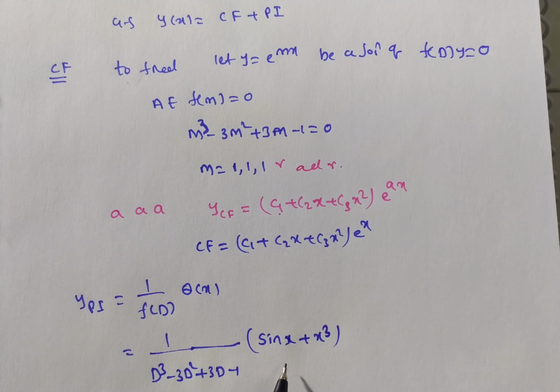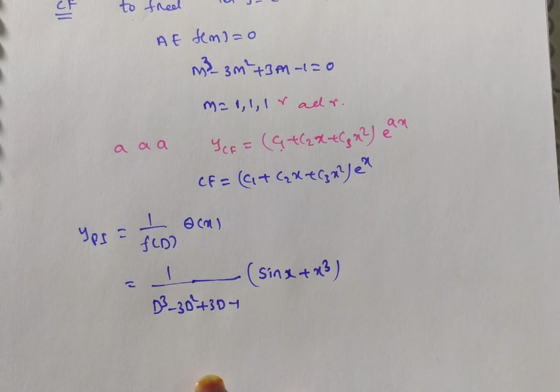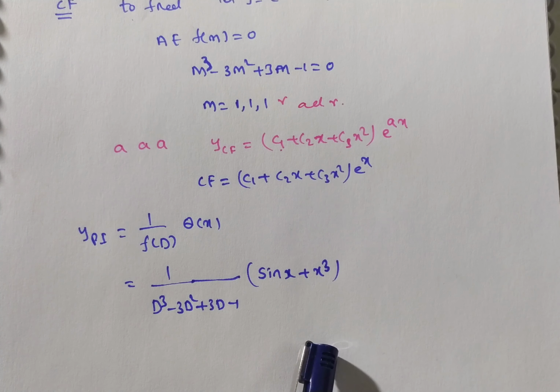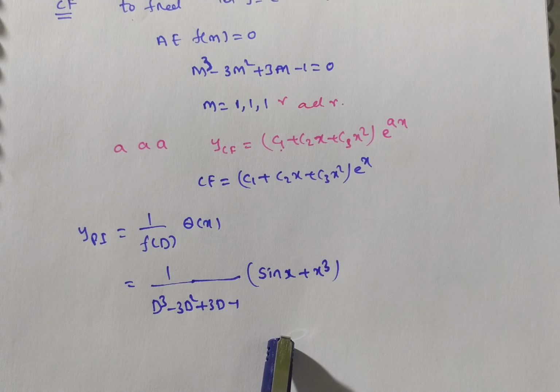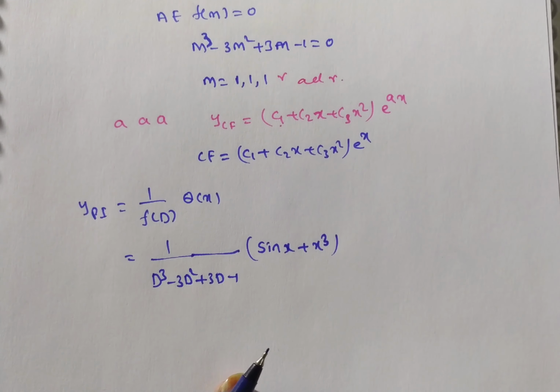You observe this is a sine function, and on the right side you have x cube. So whenever Q of x is of the form sine, cosine, e power ax, or x power m, we can go for the shortcut method. Yes or no? So now you divide these two, that is, separate these two.